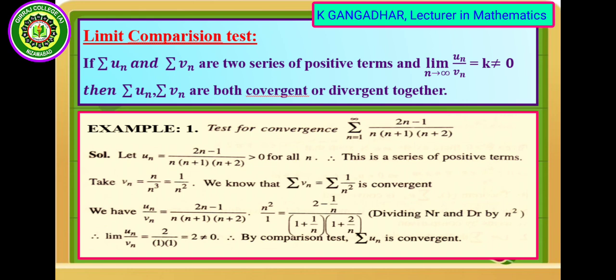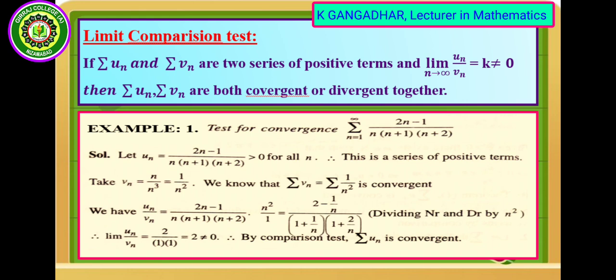So next, the comparison test for convergence. Here we define two series, sigma un and sigma vn, of positive terms, and un less than or equal to vn. If sigma vn is convergent, then we say that sigma un is also convergent. It is the comparison test for convergence. As in the previous limit comparison test, here also sigma un and sigma vn are two series of positive terms, and limit n tends to infinity un by vn equal to l, with l not equal to 0, then both series are either convergent or divergent together.